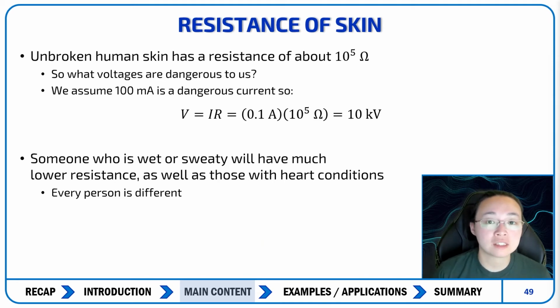We actually have to consider 100 milliamps as our danger zone and calculate what kind of voltage will cause this kind of current to flow through our skin. Knowing that the resistance is 10 to the 5 ohms, the current is 0.1 amps for the danger zone. We multiply the two of these together based off of Ohm's law, and we get 10 kilovolts as the amount of voltage required to achieve this dangerous current.